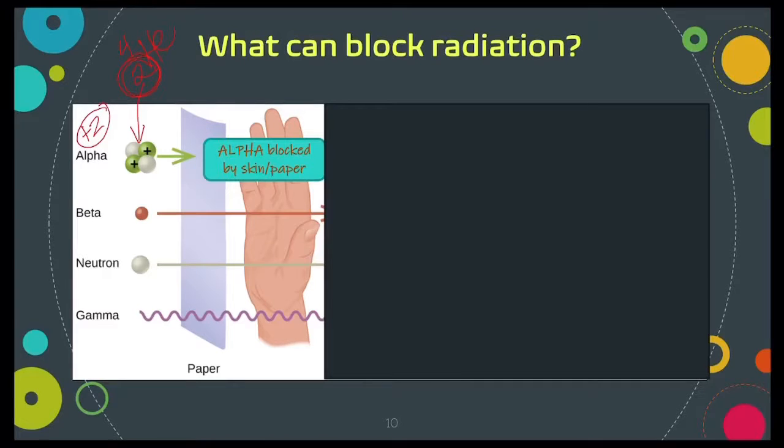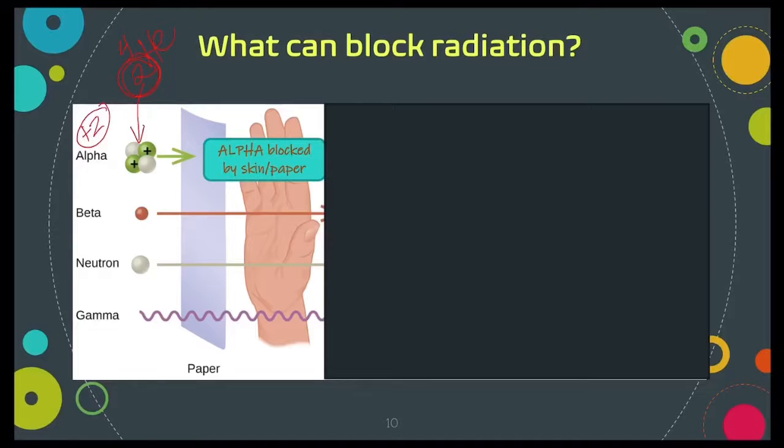If the alpha particle comes into contact with your skin, please understand that it will cause damage. It is the most ionizing form of radiation. If it somehow gets into your body, it will also cause significant damage. But because it is a large particle, it can be blocked by something like paper and the dead skin layers that make up your epidermis, the surface of your skin, will also block it from getting further into your body.